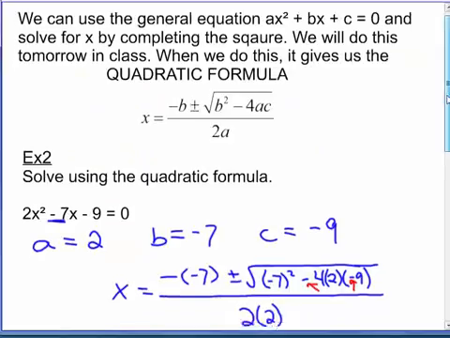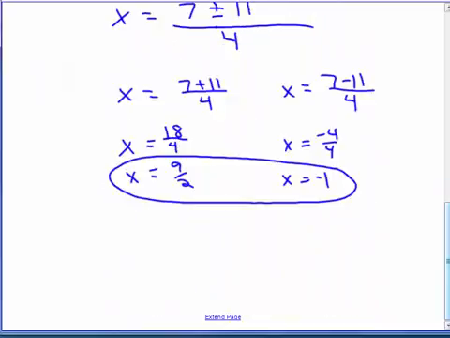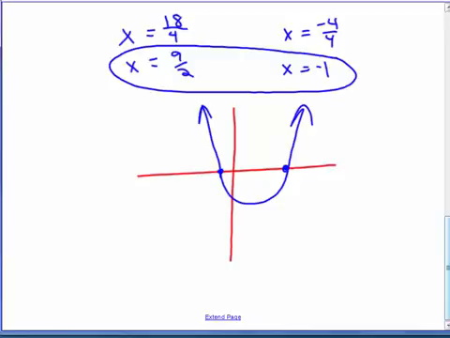If I look back at example 2 that we did, where does it cross the x-axis? In this case, it's going to cross at negative 1 and at 9/2, or 4.5. So the graph would look something like that. And again, just a rough sketch here of what it would look like.